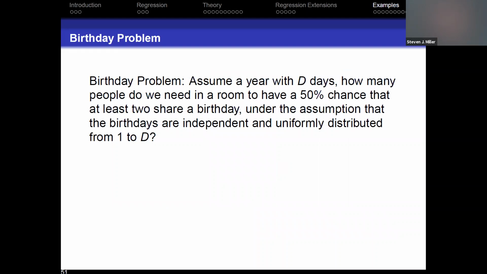And the last problem I just want to end with is the birthday problem, which many of you may have heard of as the birthday paradox. So normally you would do this on Earth where you have 365 days, but I want to allow myself to have a variable number of days in the year. So the question is, how many people do we need in a room to have a 50% chance that at least 2 people will share a birthday? And we'll assume that all the birthdays are independent and uniformly distributed, so every day is equally likely. So we don't have identical twins.